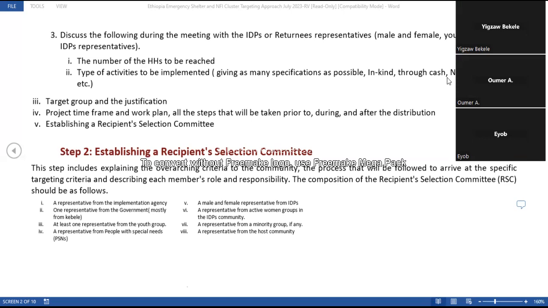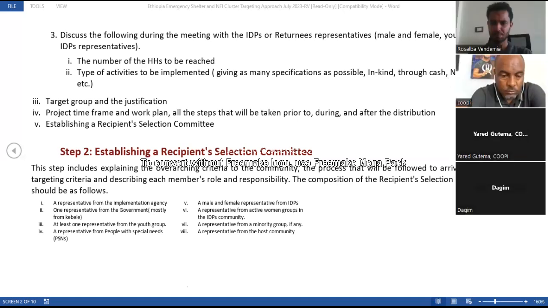While explaining this, it's not only about briefing the package of the response. We also have to let them know the beneficiary selection criteria, and the procedures that we have to follow to ensure the right people are selected in the right manner. We have to let them know the project time frame, when it's going to start and when it's going to end. All these things have to be informed in advance.